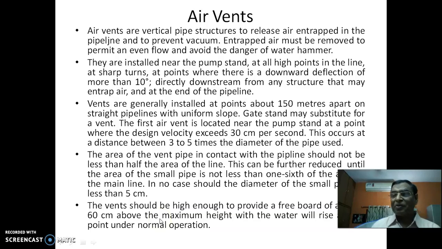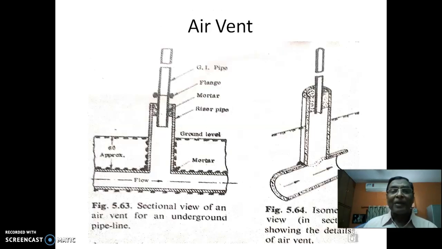Suppose from the underground pipeline, the water will rise to some extent. From there onwards, you should provide 60 centimeters above that maximum height of the water rise. These are some of the points. This is how the air vent's sectional view and then isometric view look. This is a very simple one. This is the underground pipeline, and then the vent is arranged here, and of course they are fitted. All those things are self-explanatory.